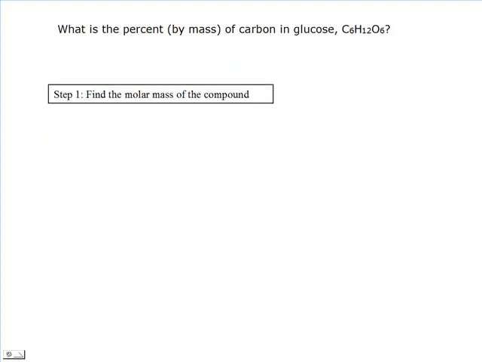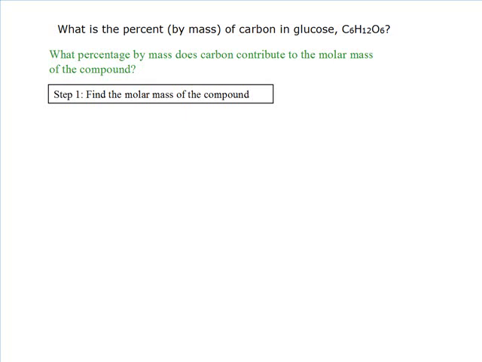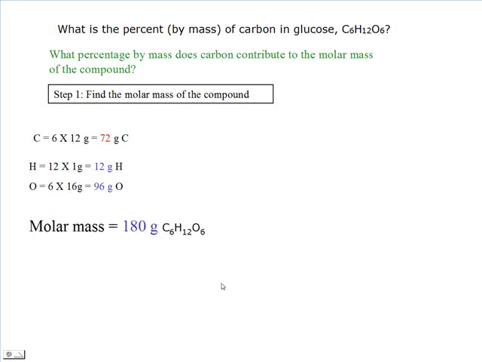Let's determine the mass percent of carbon in glucose. Another way you could reword that question is to ask, what percentage by mass does carbon contribute to the molar mass of the compound? Determining the molar mass is something we discussed in a previous lecture. You take how many you have of each of the elements, multiply it by their atomic mass, and you get the total mass of that element within the compound. Add those up, and here's the molar mass of glucose.